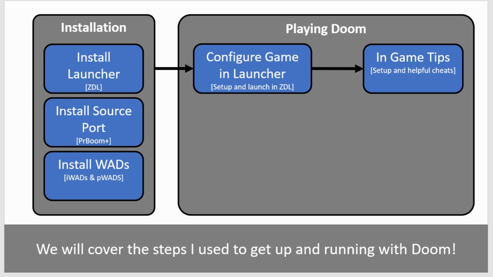I install my source port, which is PrBoom Plus, but again, you can install your own source port if that's what you'd like. And then I show how I download and install iWADs and PWADs and how I associate the correct comp level for those WADs. So I'll just go through that installation process to show you the basic steps I use to get my setup up and running so I can play Doom.